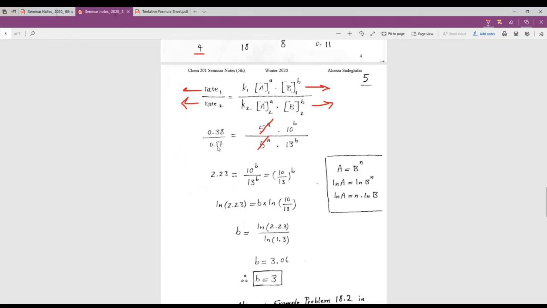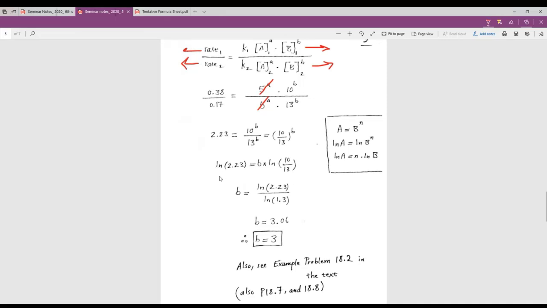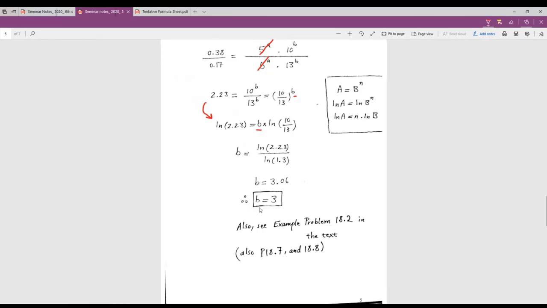So if we do the calculation here, that is the ratio, and then we take the ln of both sides just to bring this power down to be able to calculate b. If you do the calculation, you can calculate b. In this specific case, b was 3. And for that, I used this method here. This method I put on the side. You already know about this.